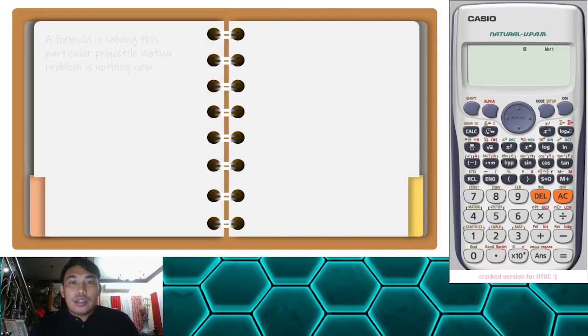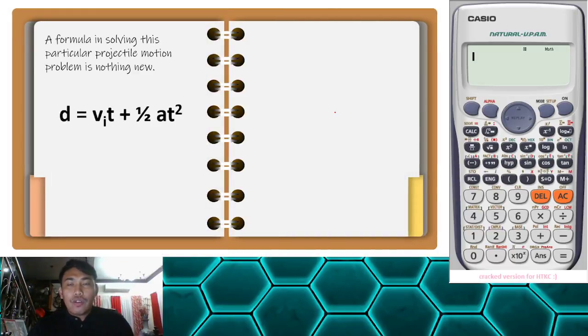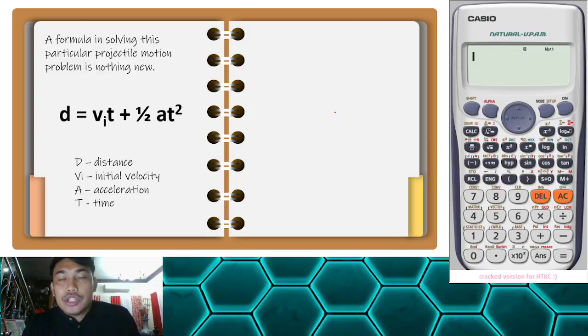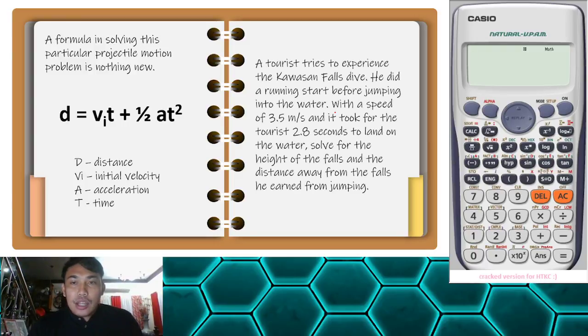Okay, so we have a formula here in our two and three dimensional motion, which is not new. We have discussed this in our previous lesson. We have d is equal to vit plus 1 half at squared, where d stands for distance, vi is our initial velocity, a is acceleration, and t is time. So let's try to solve this one.